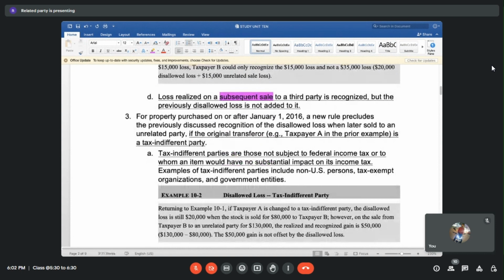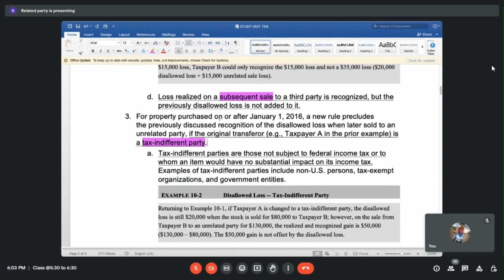What they're saying is if there has been a transaction with a tax indifferent party. Now, what does that mean? That means that party is not paying any taxes in the US. Maybe they are not US people, or maybe there is some treaty, or maybe they are a tax exempt organization or government entity, so they don't have to pay any taxes. Let's look into this again.